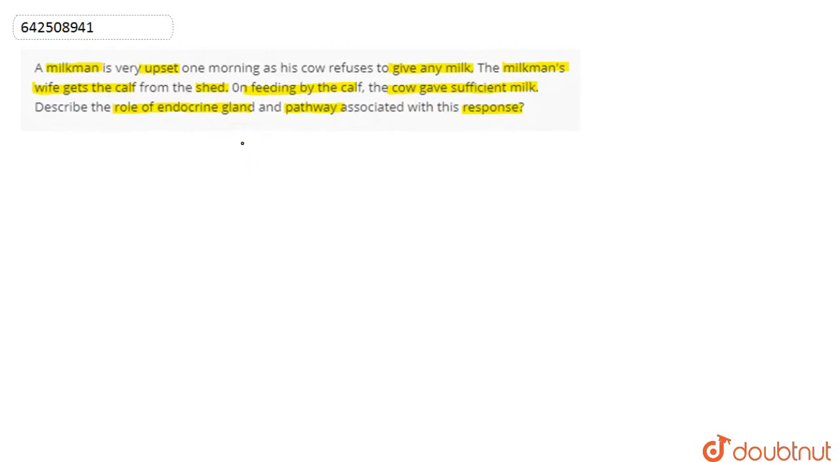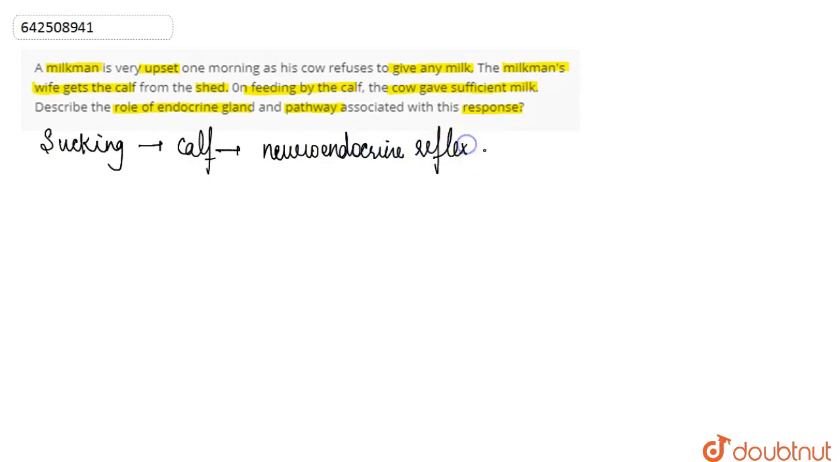So basically, in this condition, sucking by the calf creates an endocrine reflex, which results in an increase in oxytocin, that leads to an increase in oxytocin from the neurohypophysis.